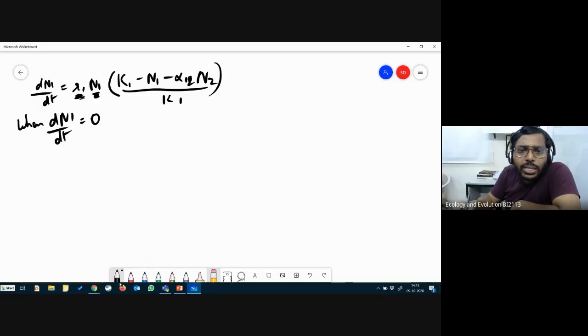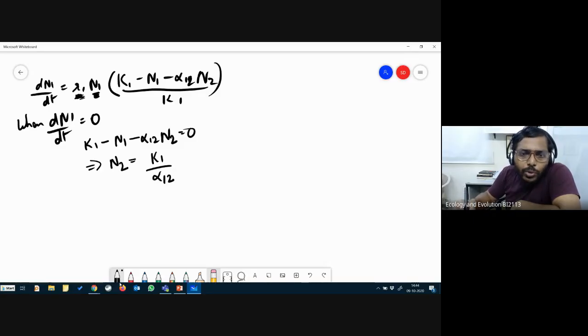We are more interested in what happens when this thing inside the bracket becomes equal to 0, which essentially means K1 minus N1 minus alpha 1 2 N2 becomes equal to 0, which means alpha 1 2 N2 is equal to K1, so N2 is equal to K1 by alpha 1 2 minus 1 by alpha 1 2 N1.